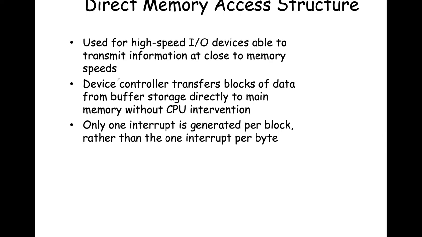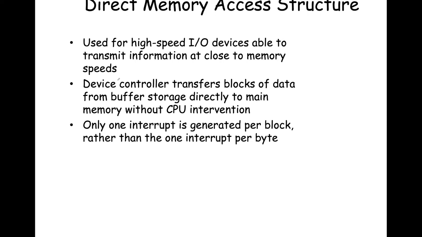And what direct memory access does is it allows the CPU to set up a pathway, but when the transfer comes, the CPU is not involved. It's a direct transfer from that I/O device buffer to RAM directly. And because it's direct, you can transfer an entire block of data instead of getting small chunks at a time. So direct memory access is used for high-speed I/O devices and allows you to transmit information at close to the speed of memory.